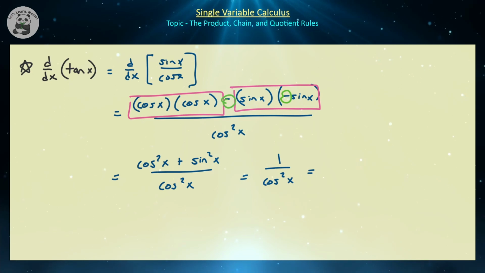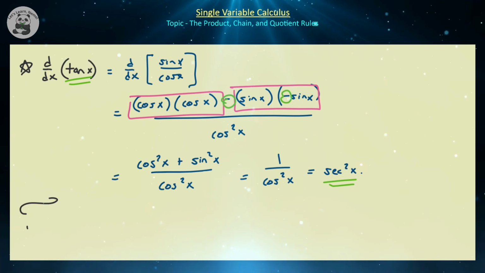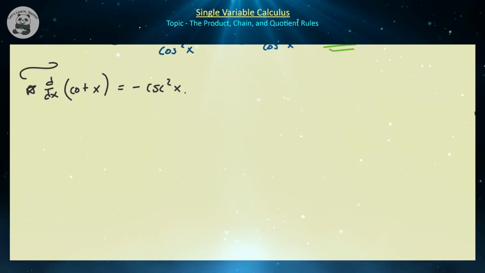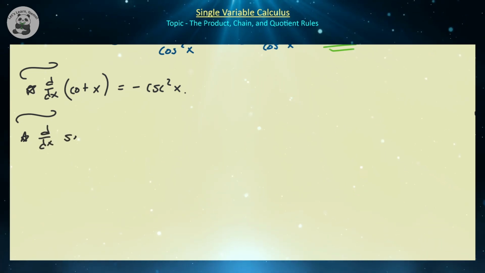And if you know your reciprocal identities, 1 divided by cosine is the same as secant. Therefore, this is the same as secant squared x. So the derivative of tangent is secant squared. If you are familiar with these rules, then I invite you to try on your own to find the derivative of cotangent and show that this is actually equal to negative cosecant squared. Let's do the other two trigonometric functions that you may know. What is the derivative of secant x?